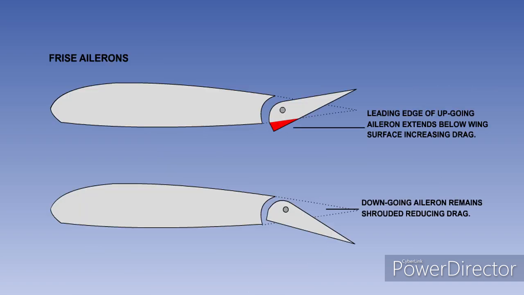Frise-type ailerons achieve the same balance in drag by having the leading edge of the control surface designed so that it extends below the lower surface of the wing on the upgoing aileron, thus increasing its drag. The downgoing aileron leading edge remains shrouded and produces less drag.